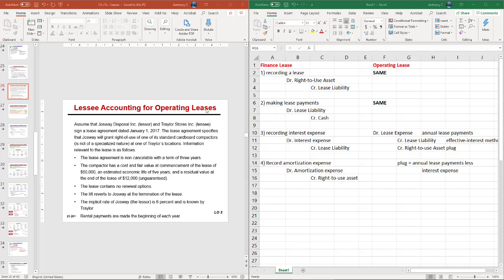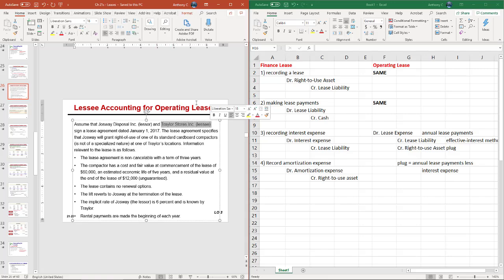All right, so in this example, Josway is the lessor, Trailer is the one taking out the lease. So we'll be doing the journal entries from the standpoint of the lessee, or Trailer Stores. So first step in any lease problem is to figure out what type of lease it is. We're not going to go through that process since we're trying to cover the journal entries for an operating lease. So clearly this will be classified as an operating lease.